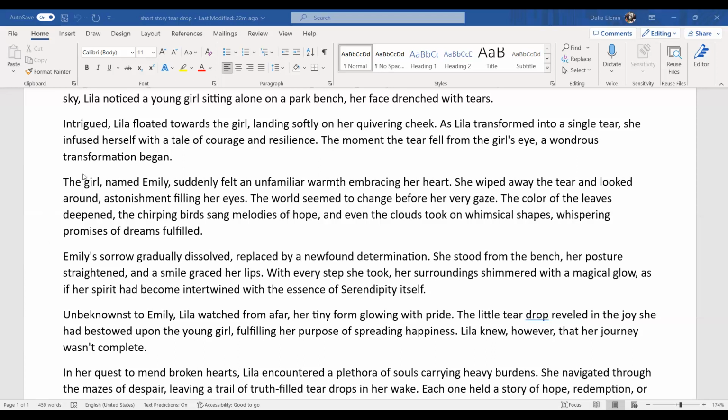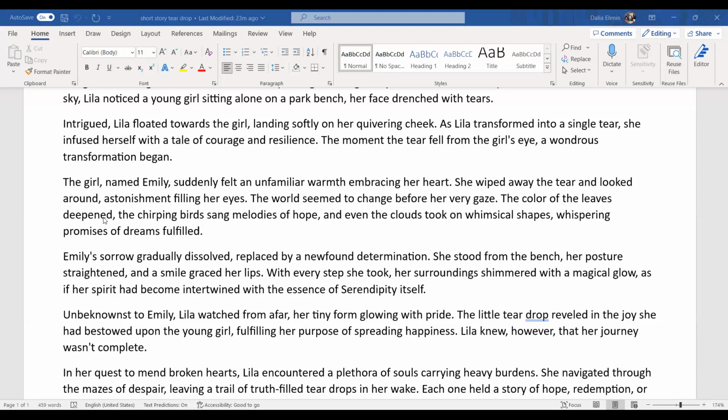Okay, move on, Mohammed. Go for the girl. The girl named Emily suddenly felt unfamiliar warmth embracing her heart. She wiped away the tear and looked around, astonishment filling her eyes. The world seemed to change before her very gaze. The color of the leaves deepened. The chirping birds sang melodies of hope, and even the clouds took a whimsical shape, whispering promises of dreams fulfilled.